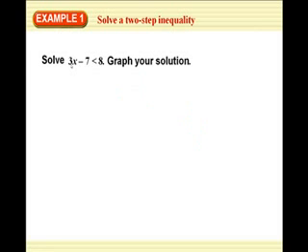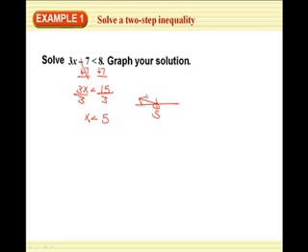Remember, you say it out loud and you get rid of what's added or subtracted first. So the first thing I'm going to do is add 7 to both sides. Those cancel out. 3x is less than 15. Divide by 3. X is less than 5. So there's 5. X is less than 5. Boom, we're done.